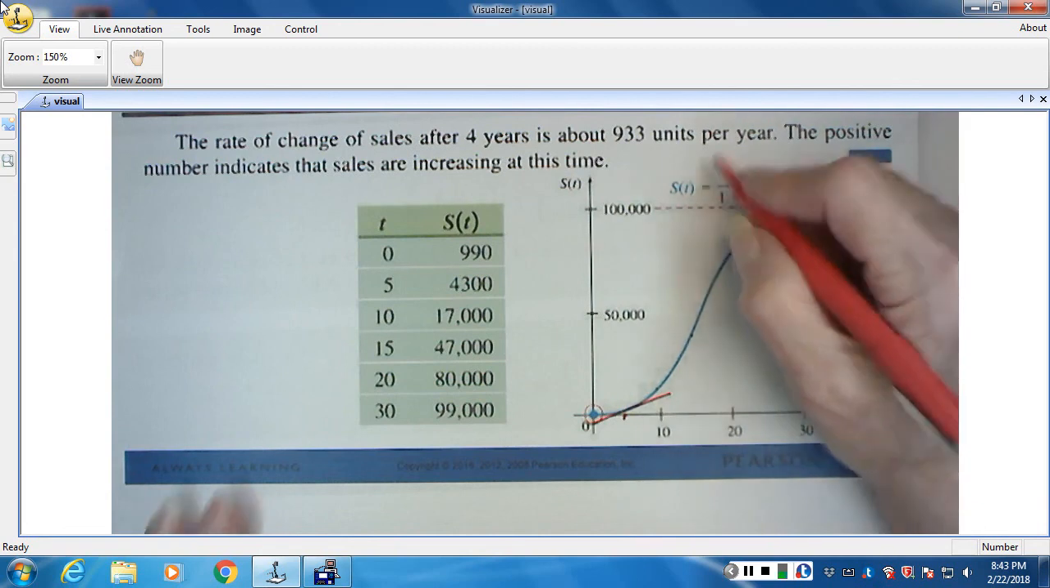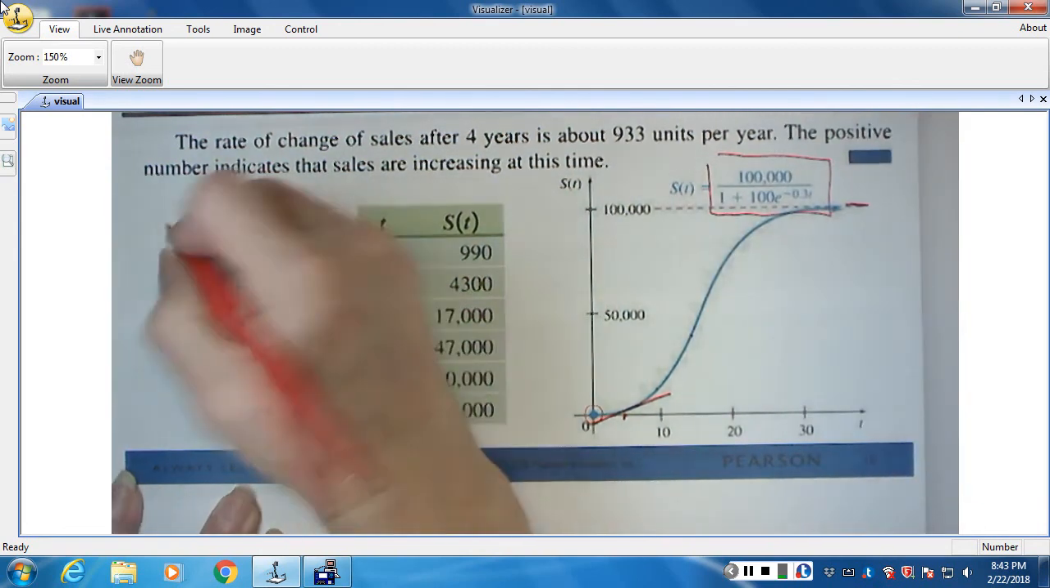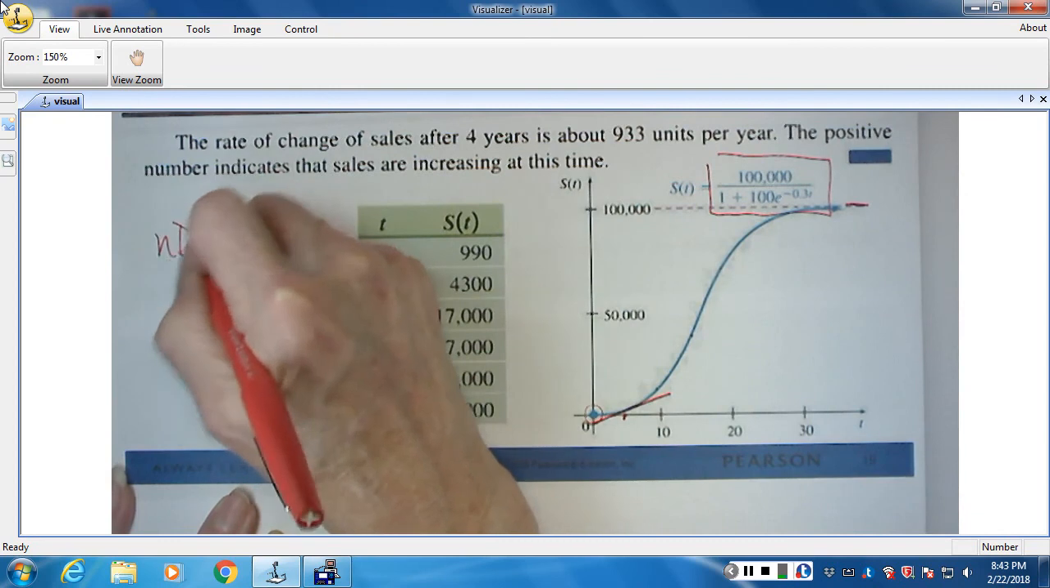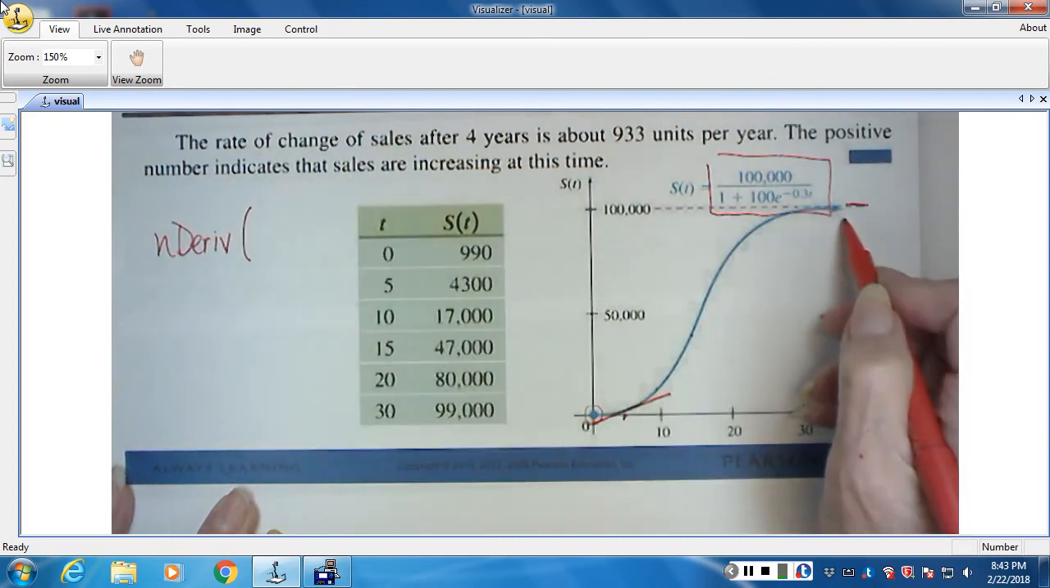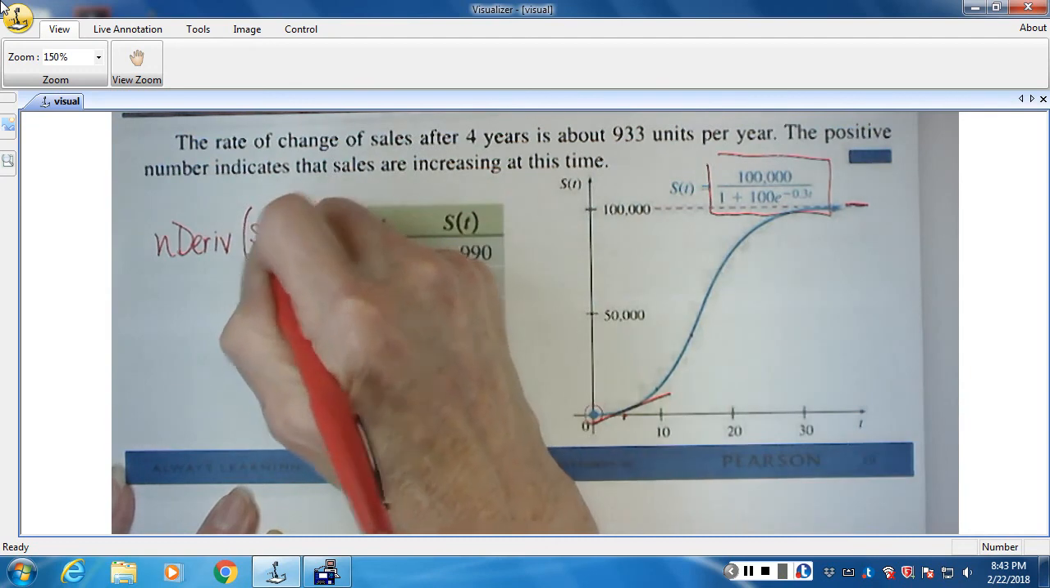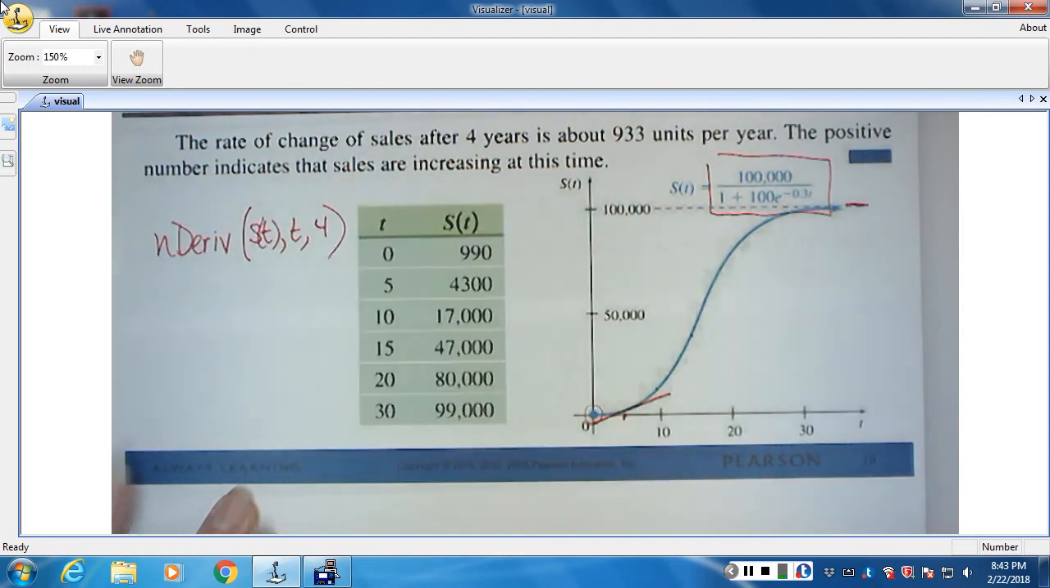What we would do is take this function and do nDeriv, and I would plug that function in Y1, and you would find the numerical derivative of that function with all the parentheses necessary to type it in, with respect to t, or in the case of the calculator, x, at a value of x equals 4. And it would come back and tell you that it's about 993.